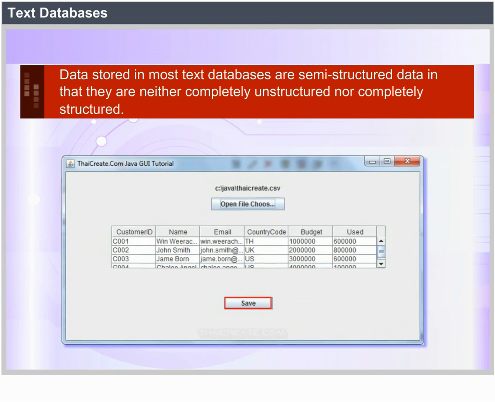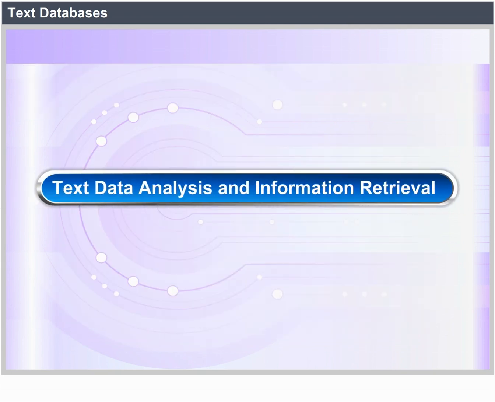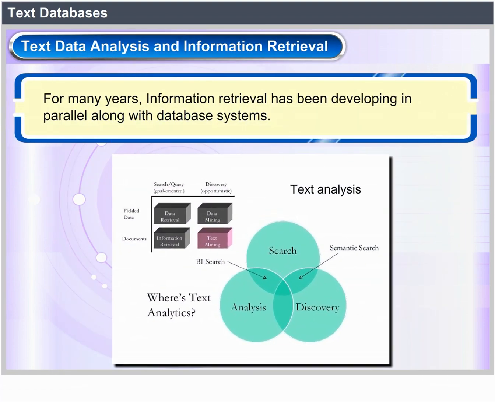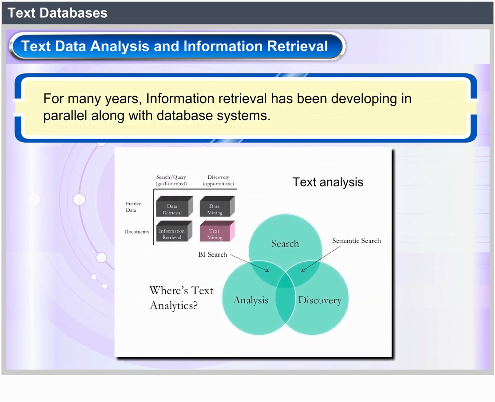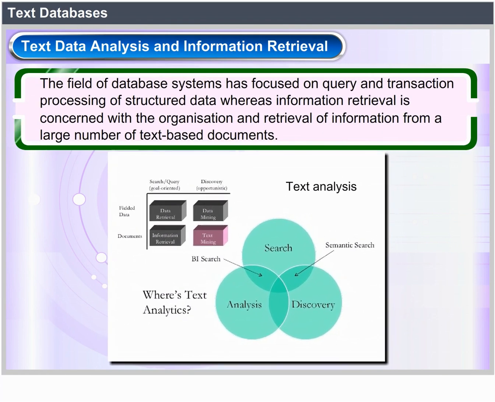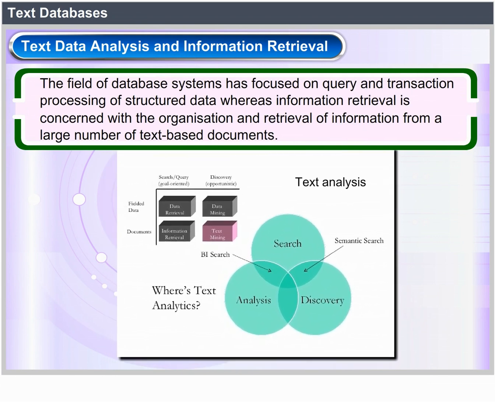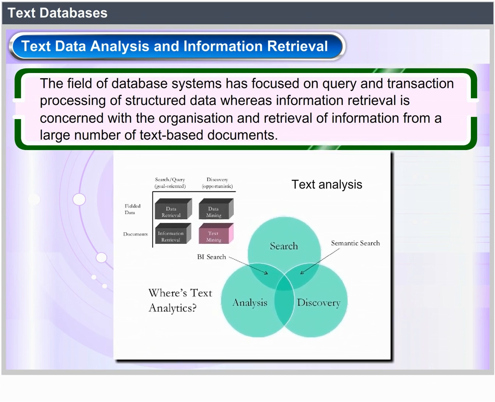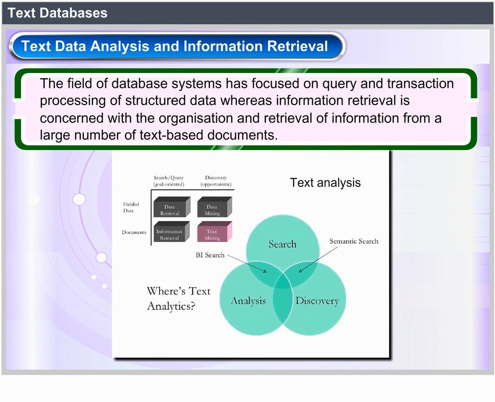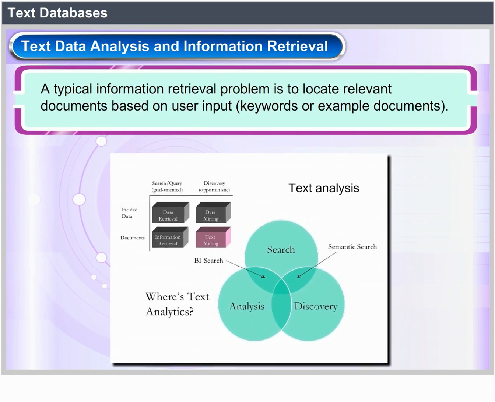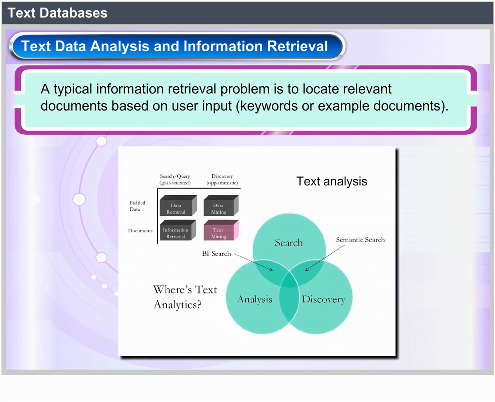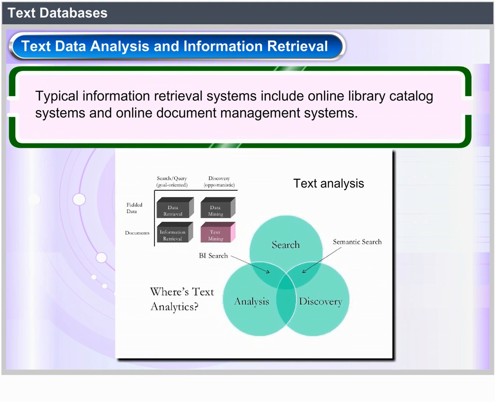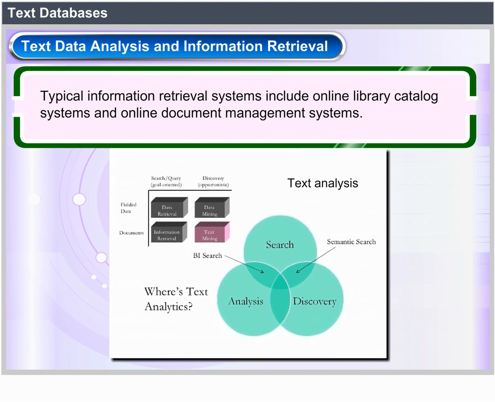Text data analysis and information retrieval. Information retrieval is a field that has been developing in parallel with database systems for many years. Unlike the field of database systems, which has focused on query and transaction processing of structured data, information retrieval is concerned with the organization and retrieval of information from a large number of text-based documents. A typical information retrieval problem is to locate relevant documents based on user input, such as keywords or example documents. Typical information retrieval systems include online library catalog systems and online document management systems.